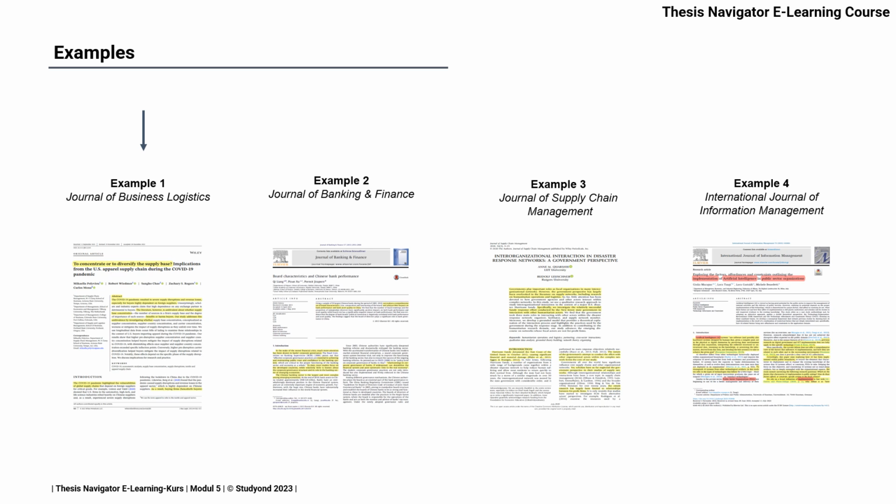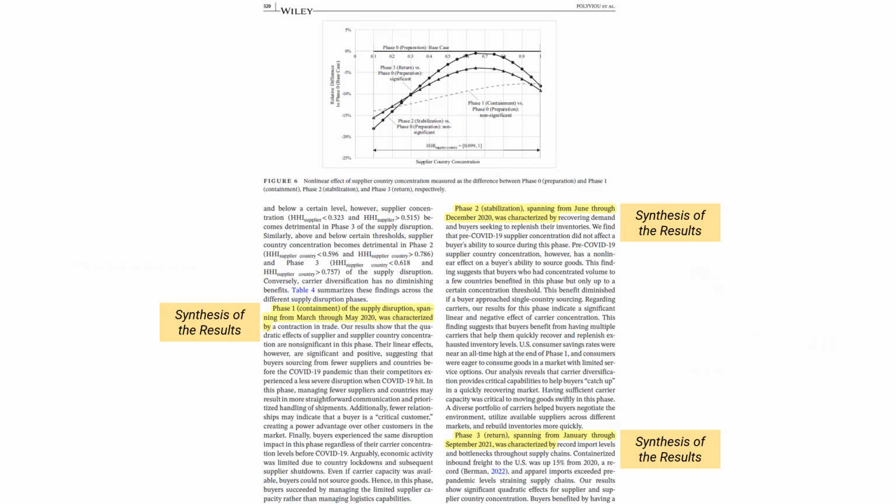Let's now dive into concrete examples to see firsthand how well-constructed discussion chapters are written. The first example is the publication that investigated whether the number of suppliers has a positive or negative impact on the effects of supply chain disruptions for companies. When you look at how the authors have structured the discussion chapter, you will notice that it closely follows the typical structure we showed on slides 4 and 5.